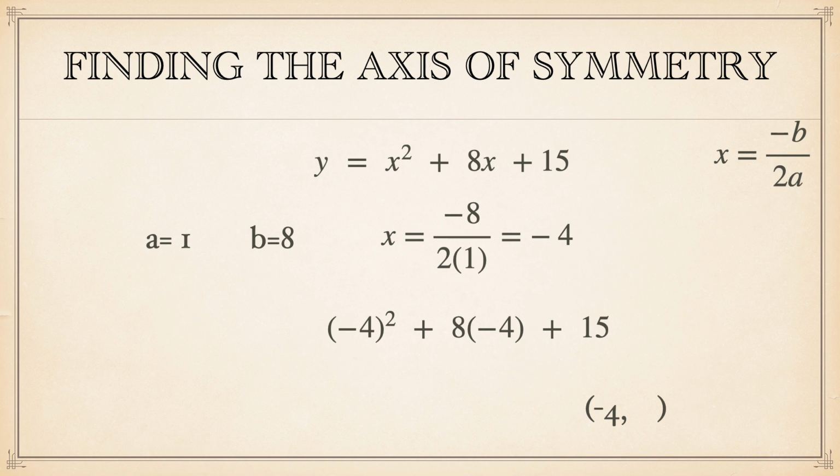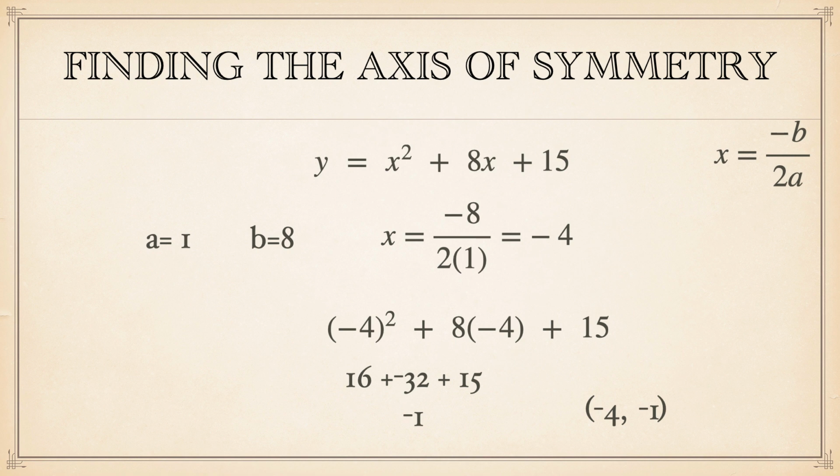Well, negative 4 times negative 4 is 16. 8 times negative 4 is negative 32, and then plus 15. All right, and then when I add my 15 and 16 together, I know that that's going to be 31, and then I have a negative 32, so my answer is going to be negative 1. So my y value is going to be negative 1.